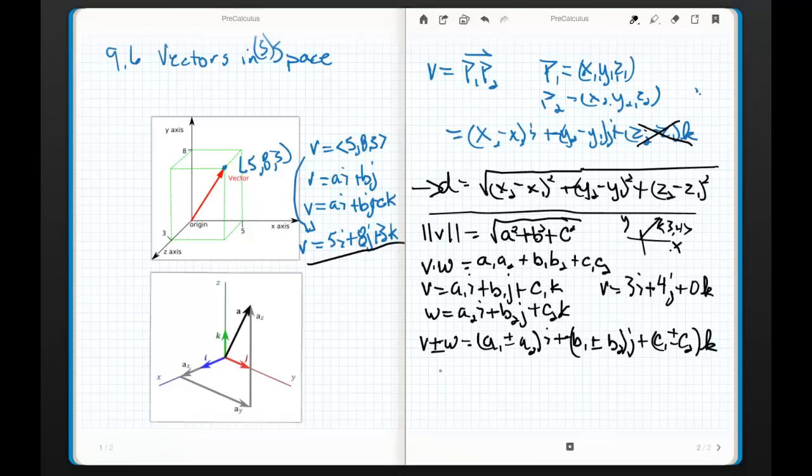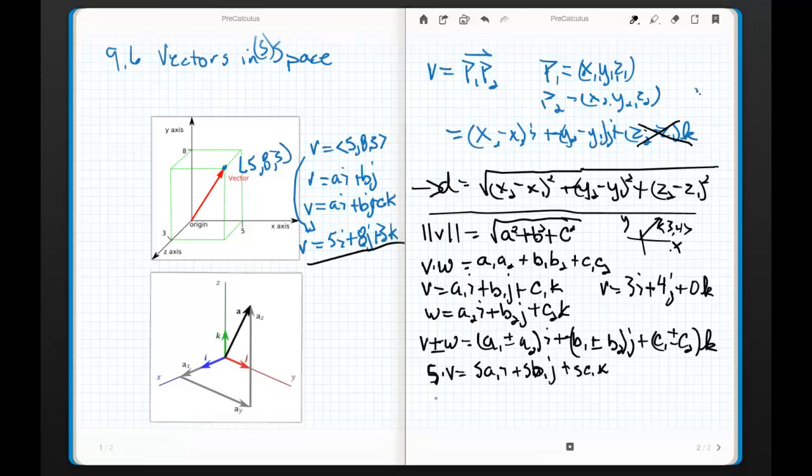Now, what if I take a scalar? I'm going to write this as s. If I go s times v, that's just a scalar, right? So this is just going to be s a1 i plus s b1 j plus s c1 k. Okay. All right, nothing to it. All that we're doing is extrapolating what we know about 2-dimensional vectors to 3 space.